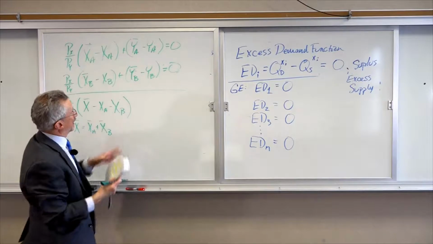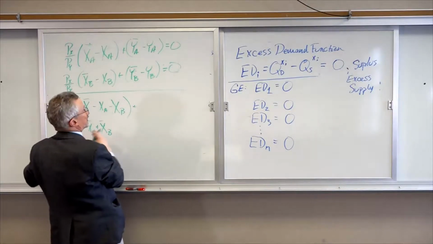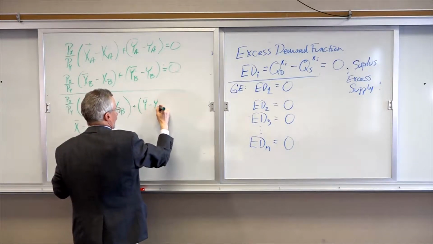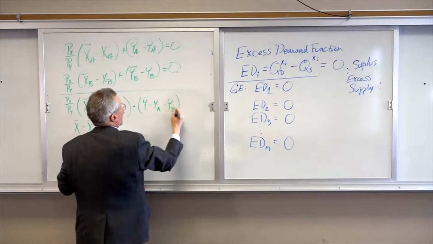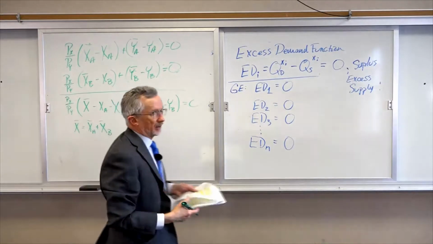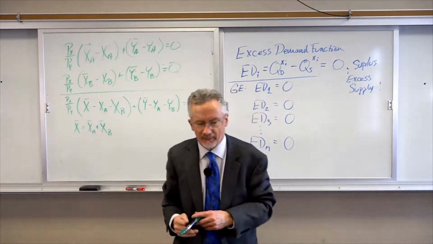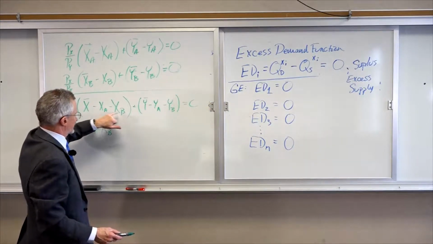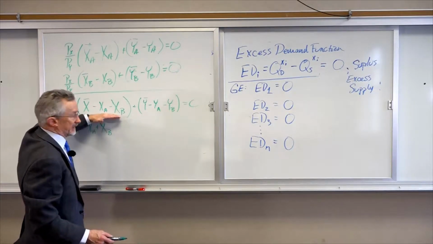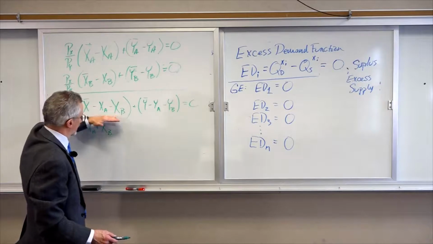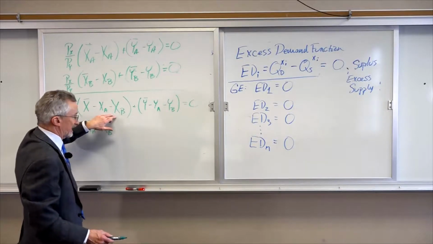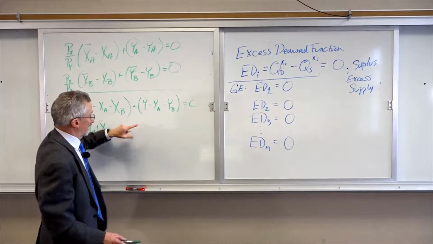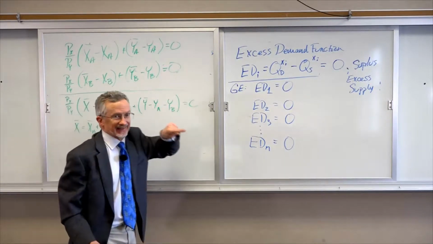And we'll do the same thing here. Using the same idea, plus y bar minus yA minus yB. And if we add up a bunch of zeros, we get zero. Wow. I just showed Walras' law, because this whole thing equals zero. So if those two things are greater than that, so that excess demand is positive there, it must be negative over here, and vice versa, because we know that they sum to zero.